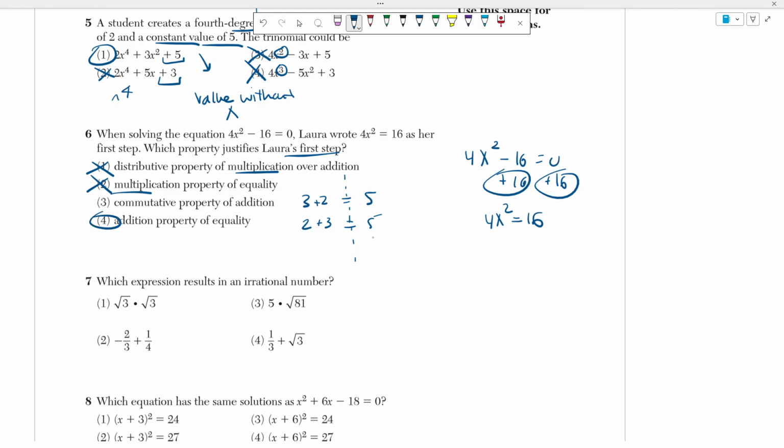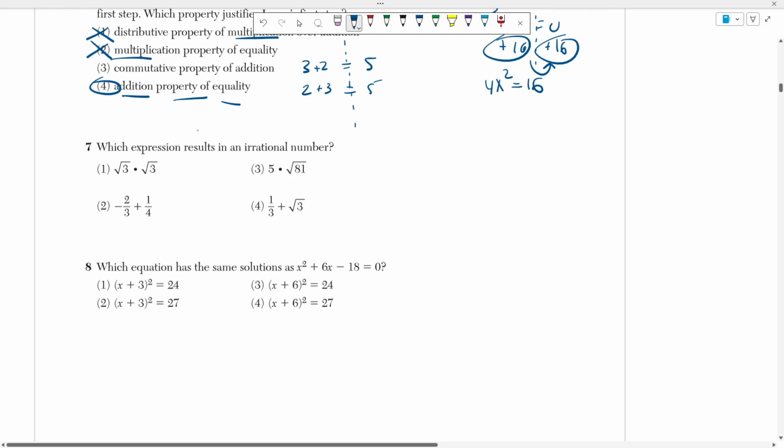In order to move something across the equal sign, that's going to be the addition property of equality. So in this case, a 16 was added to both sides. If the 16 was added just to one side, that would be the commutative property of addition, right? You would just be rewriting the addition as negative 16 plus 4x squared. But because the 16 was moved across the equal sign, it has to be the addition property of equality.